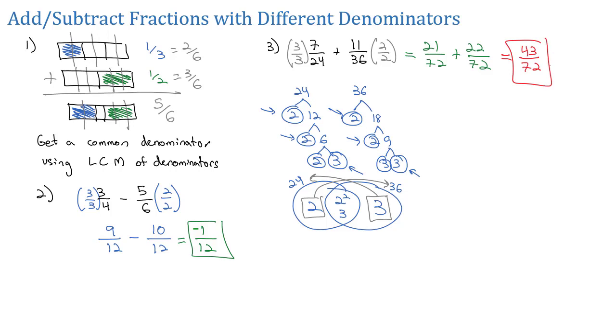So the way we add and subtract fractions with different denominators is we get a common denominator using that least common multiple of the denominators. And if it's not obvious what that common multiple is, we can use the Venn diagram method, and the extra stuff is what the other fraction gets multiplied by.